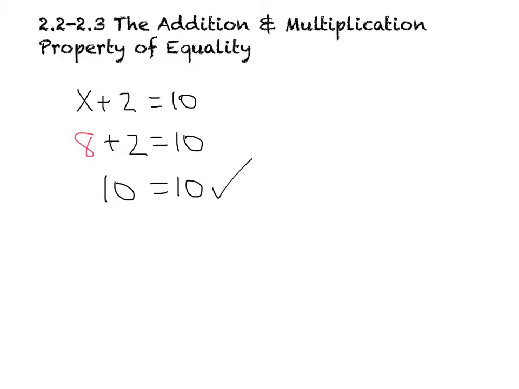Some of the problems you might be able to do with mental math, but for other problems that are slightly more complicated, such as 5x plus 2 equals 3 times the quantity x plus 1, we're not going to be quite as capable of doing this with mental math. So we need a strategy, and today that's what we're going to learn. We're going to learn a strategy, a foolproof way to find the value of x in any problem.